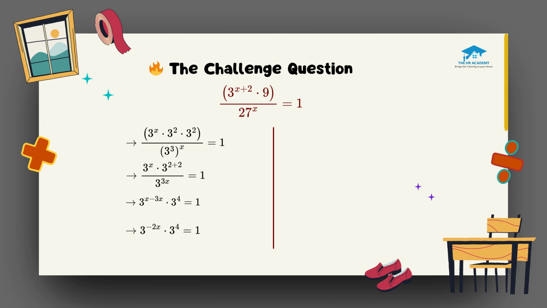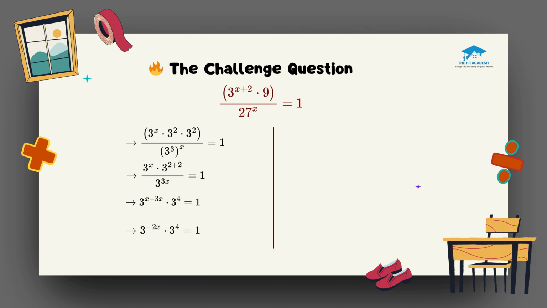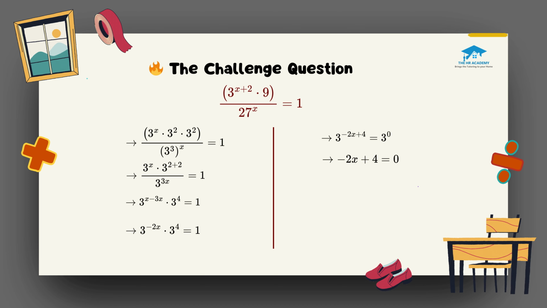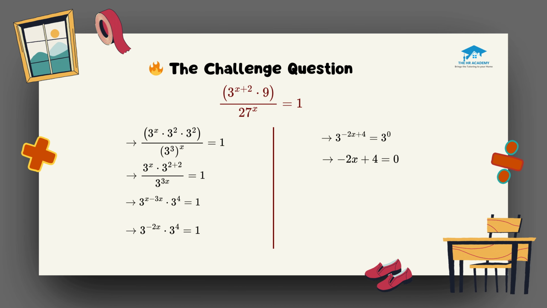Now we pause, breathe, and remember, 1 is every base raised to the power of 0, as long as the base isn't 0. So 1 will be the same as 3 to the power of 0. Since all the bases are the same, which is 3, we can now drop the bases. This now becomes negative 2x plus 4 is equal to 0.